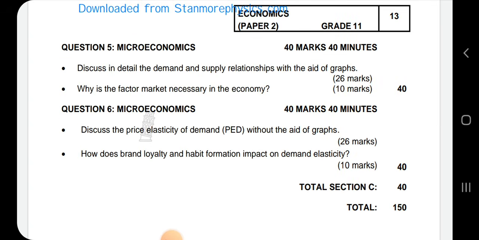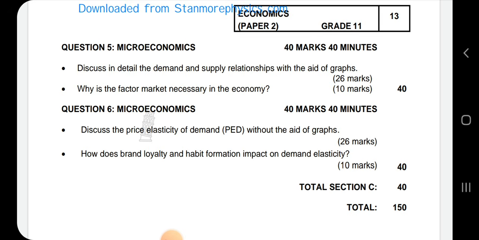It's microeconomics, so it's paper 2. We only have microeconomics, and then macroeconomics is in paper 1. So here in question 5 it says, discuss in detail the demand and supply relationship with the aid of graphs. That's what you do. It's the main part. What is the relationship between demand and supply?